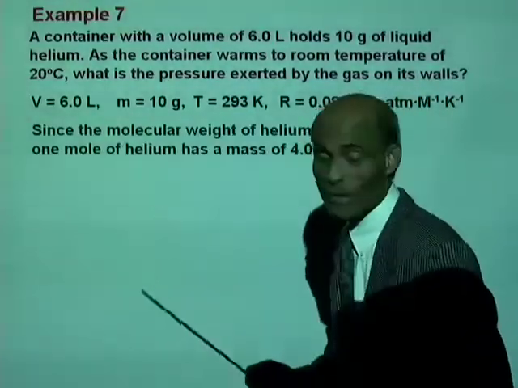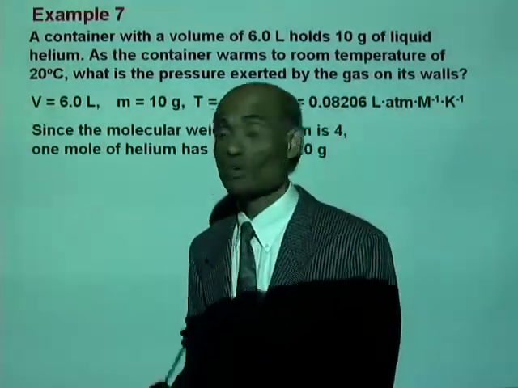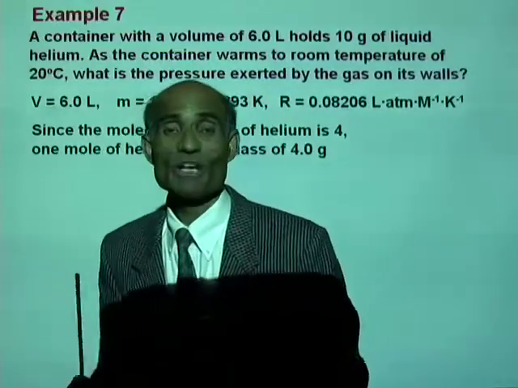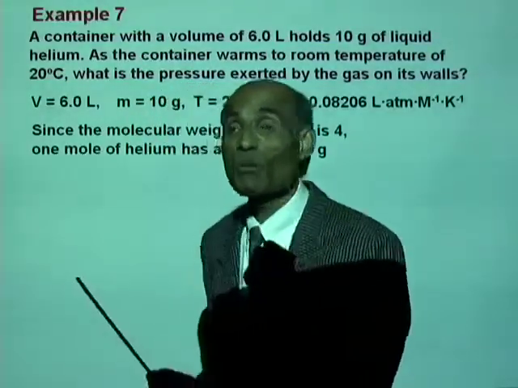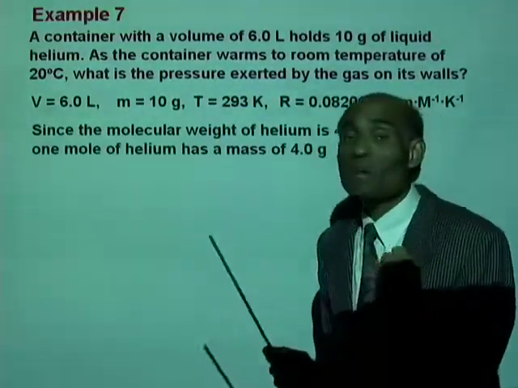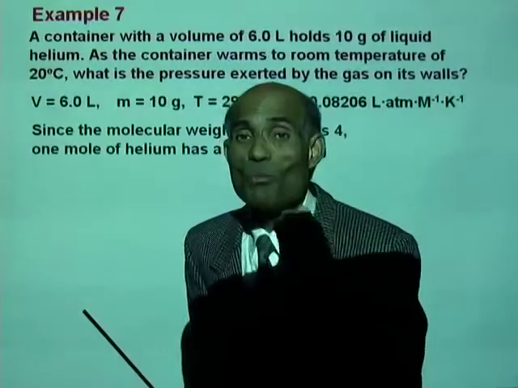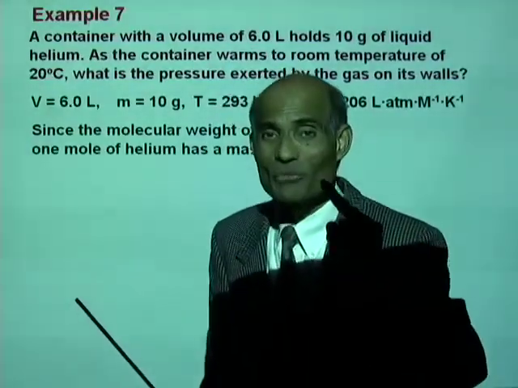Since the molecular weight, do you know the molecular weight of helium? If you look at the periodic table, it gives you the atomic weight. The molecular weight of helium is 4. That means 1 mole of helium has a mass of 4 grams.